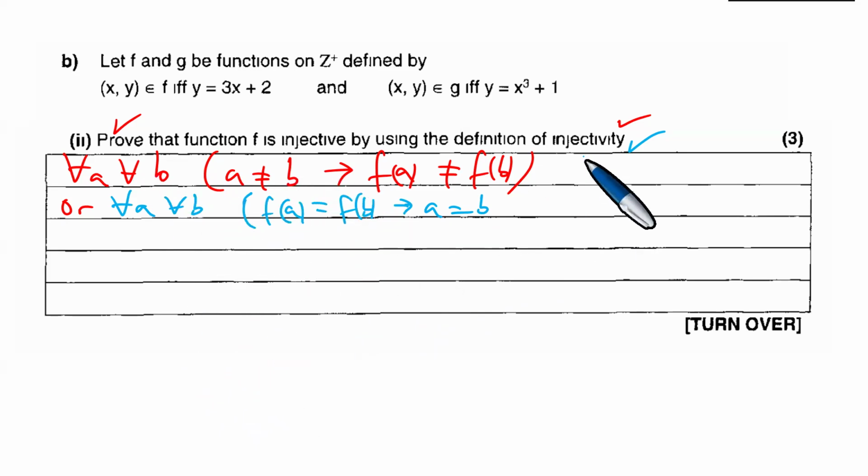Either, to show that a function is injective, you start with A not equal to B, and you must prove that the images are not equal as well. That is, f of A is not equal to f of B. If you start with the images, you equate them. You assume f of A equals f of B, deduce and prove that A equals B, of course.